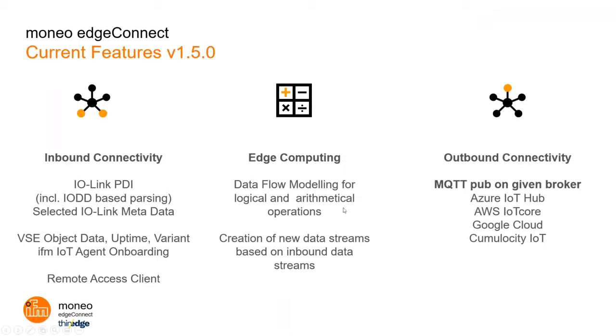I already told that we have this data flow modeling thing. Maybe more important here is the outbound connectivity. We already provide an MQTT client that enables the user to pick and choose particular data sources and data streams and publish messages on a given broker. But we also have already included these four cloud connectors to enable the user to onboard the edge device to those particular cloud platforms and do the connection there.